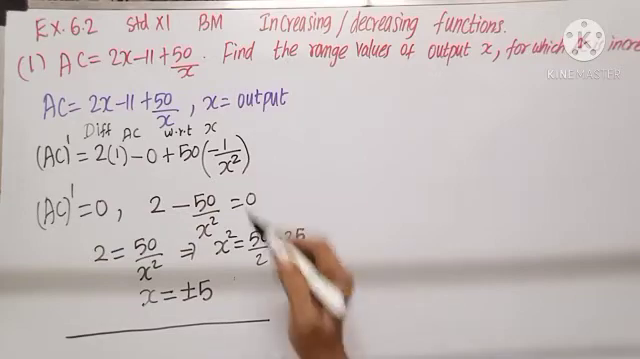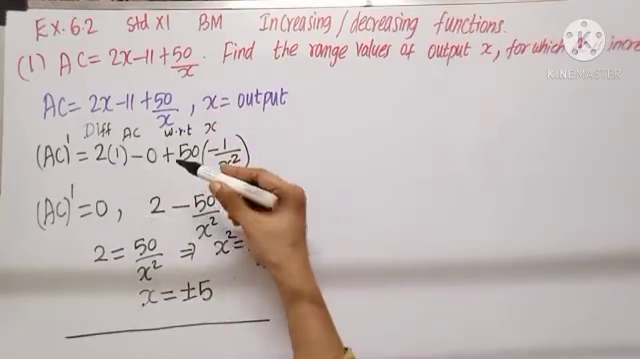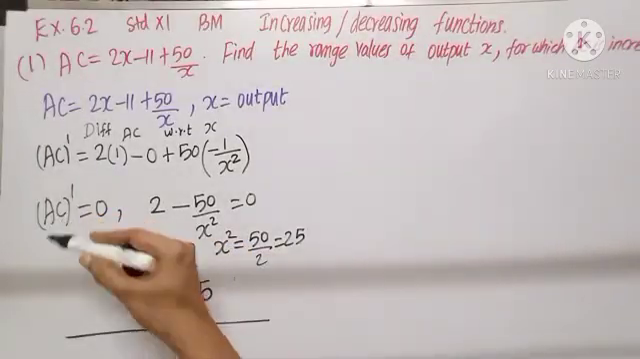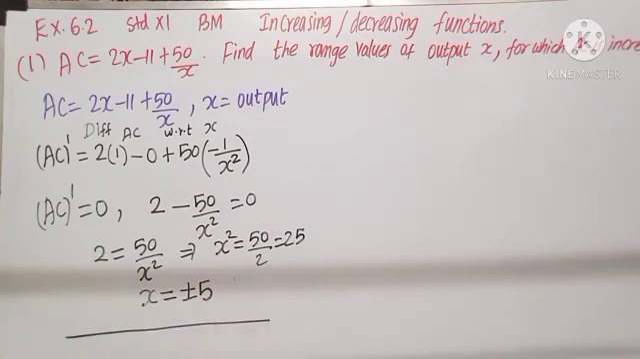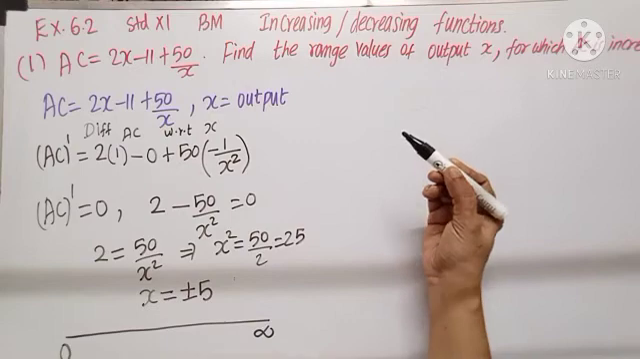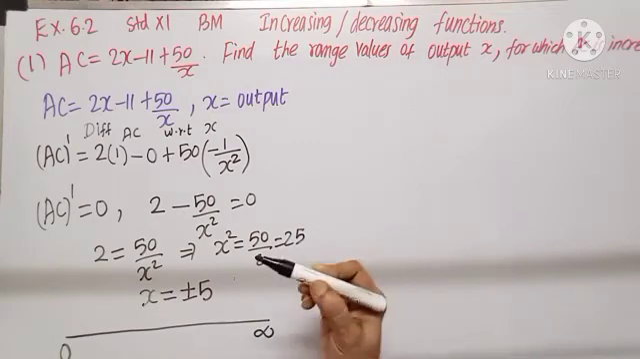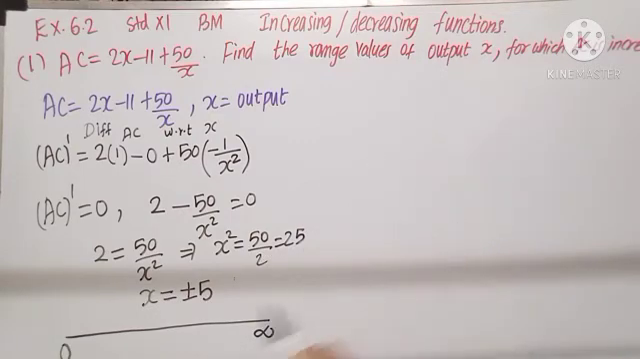First step, find the derivative. Second step, make the derivative 0 and get x values. Third step, we mark it on the number line. Since we are dealing with output, cost, revenue, these things cannot be negative. We have the number line starting from 0 onwards. Minus 5 cannot be marked here, so mark only 5.